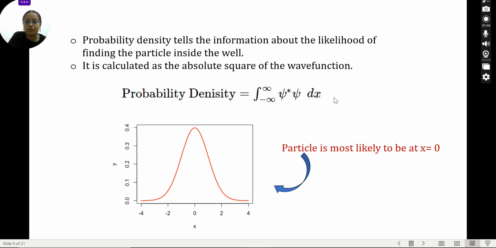The general formula is shown here. We can substitute the limits according to our system, like in our 1D well, our wave function will lie just from 0 to L, so we can change these limits in our calculations.